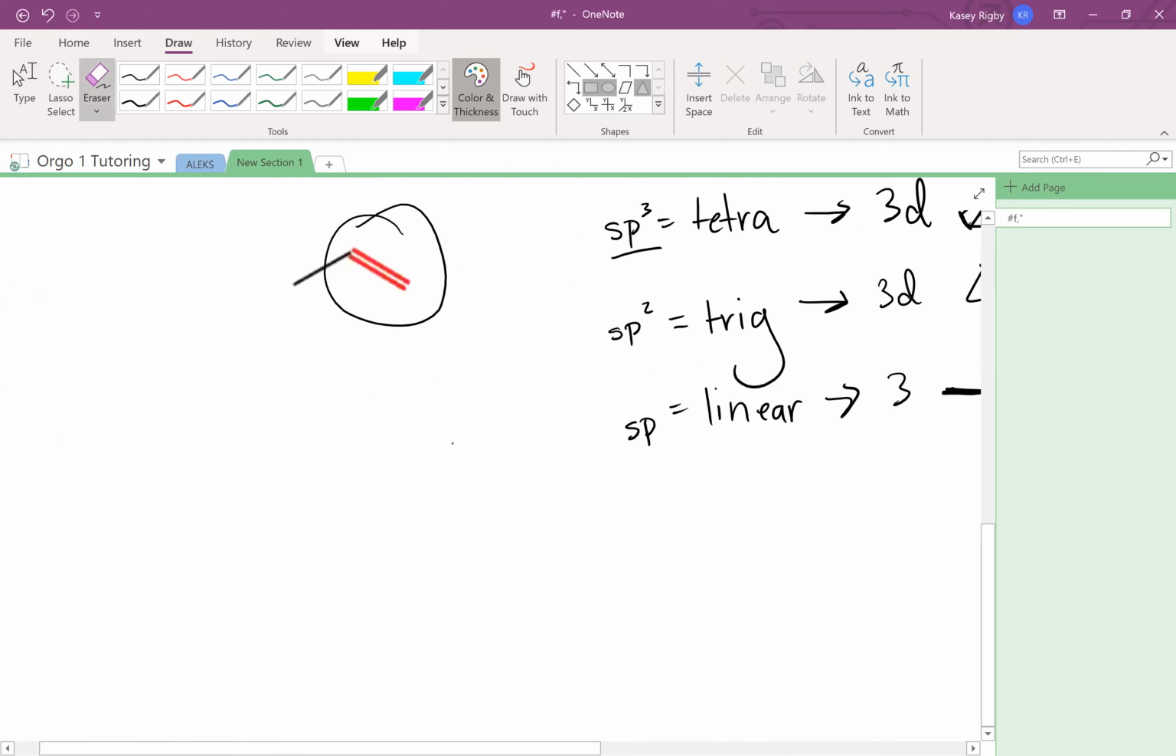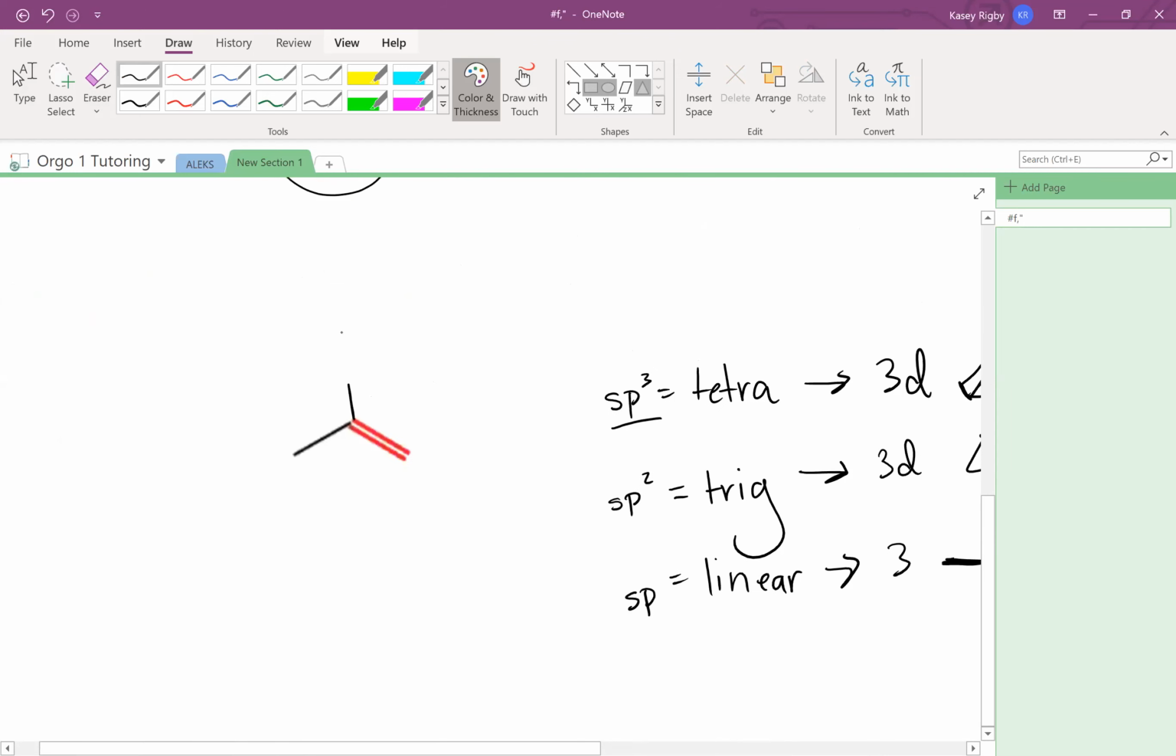Now, I'm going to go ahead and draw on the other bonds. So we have an H here, an H here, and an H here. Okay? And these 2 carbons, which are the 2 carbons that we're worrying about, they're both sp2.